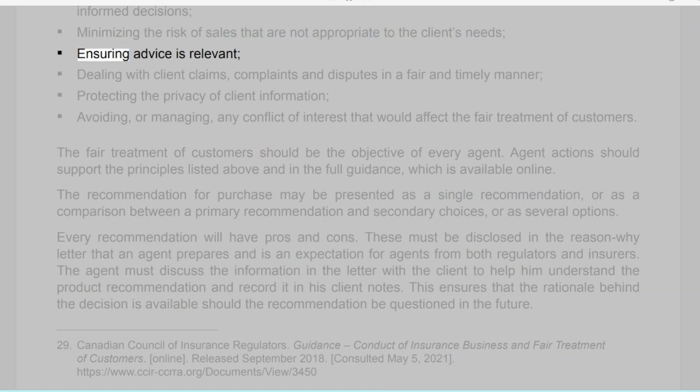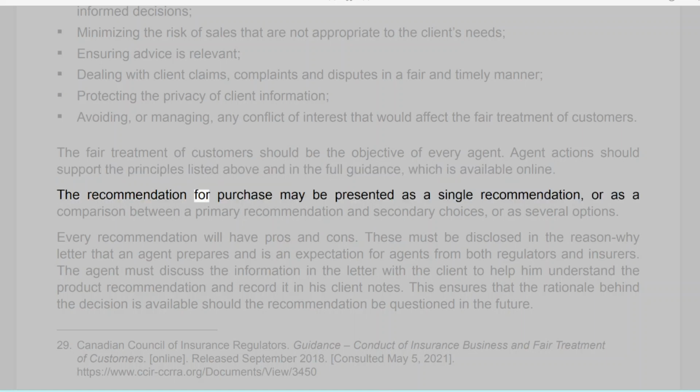Ensuring advice is relevant. Dealing with client claims, complaints, and disputes in a fair and timely manner. Protecting the privacy of client information. Avoiding, or managing, any conflict of interest that would affect the fair treatment of customers. The fair treatment of customers should be the objective of every agent. Agent actions should support the principles listed above and in the full guidance, which is available online.